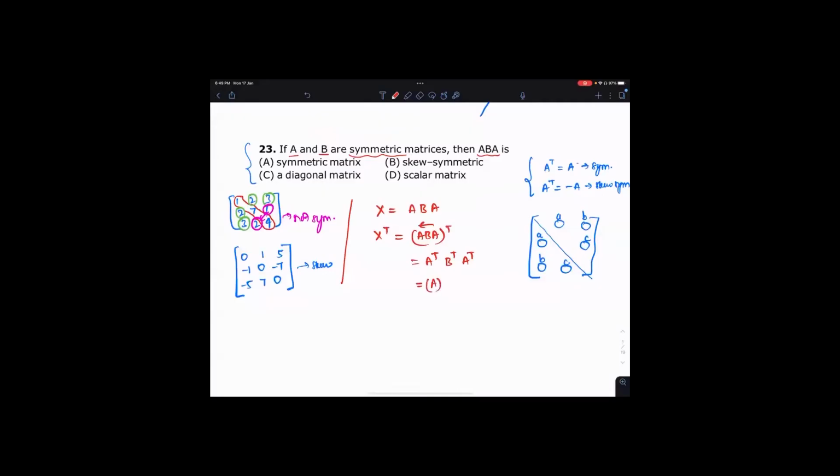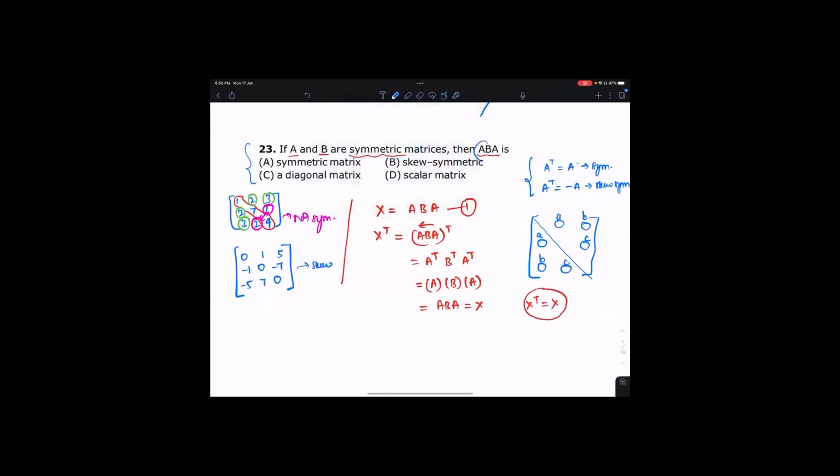You can see that even if different kinds of information are given, you can still write this. For example, if they have given A is skew symmetric and B is symmetric, then in place of A transpose, you will write minus A. In place of B transpose, you will write B because B is symmetric. Accordingly, according to the question, you just have to write the next step. Then what we are getting is ABA only. So what is ABA? That is X only. So X transpose is equal to X. So it means X is symmetric.